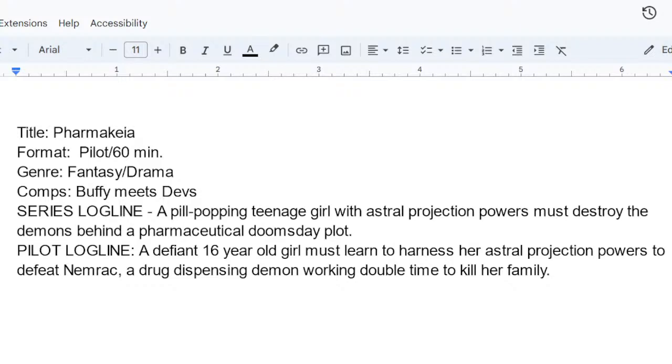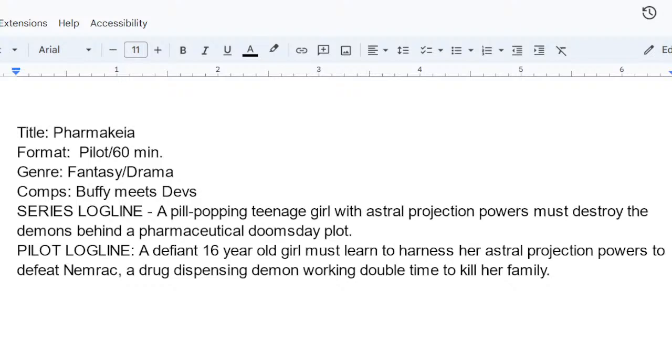Let's look at the pilot logline, though, because I was seeing some issues here. A defiant 16-year-old girl must learn to harness her astral projection powers to defeat Nemrak, a drug-dispensing demon, working double time to kill her family. What does it mean to be working double time to kill her family? I'm not sure why you phrased it that way. Well, I don't know. I can rephrase it.